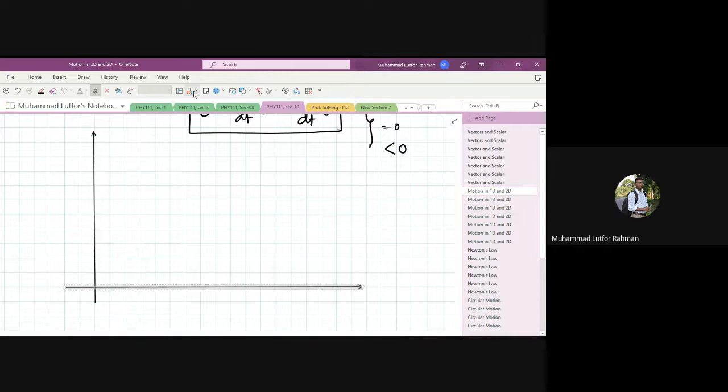So this is my time axis, you can say that, and this is my displacement axis. Say this is t1, this is t2, this is t3, this is t4, this is say t5. Now say the car which I describe the journey actually.